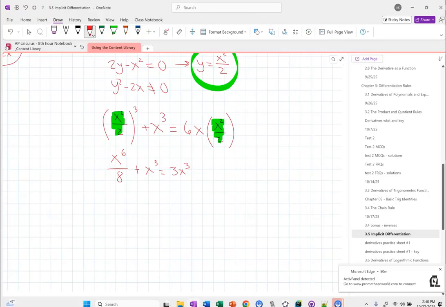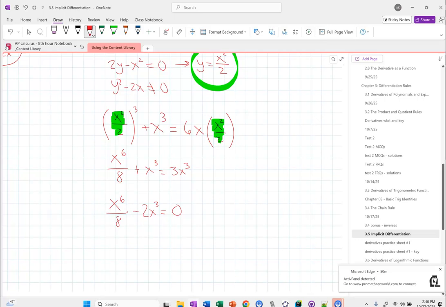What kind of function did I get here? Polynomial. And how do I solve a polynomial? First step should be set it equal to 0. So let's subtract 3x cubed from both sides. Sound good there? Yeah. Now what?